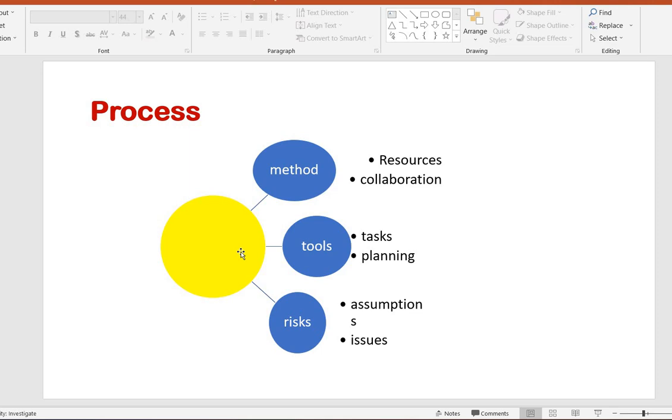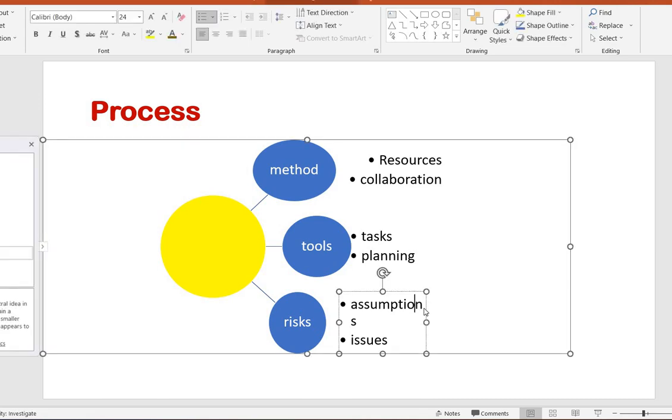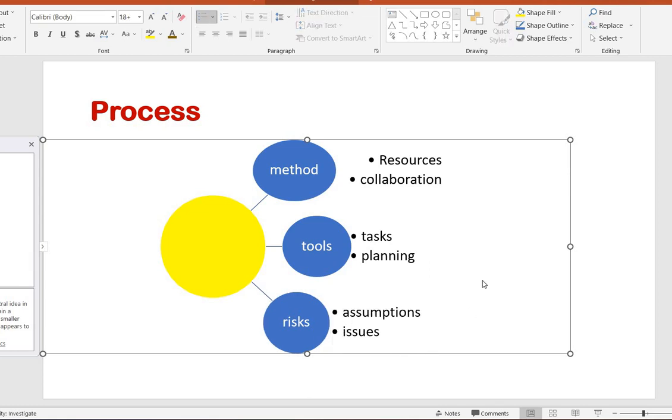Then the second thing is process. The second P is associated with method, it is associated with tools, and it is associated with risk. Whenever we think about the method, it is definitely associated with some sort of resources and collaborations, because whatever implementation we will be having, say for example, a small example I will mention, in the IT sector, if we think, then definitely we have to think about what kind of resource we have.